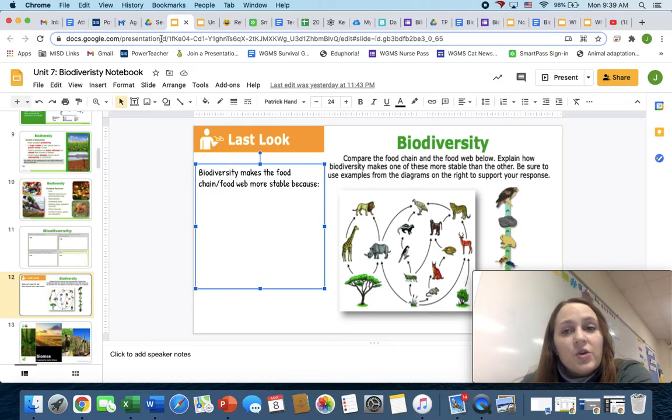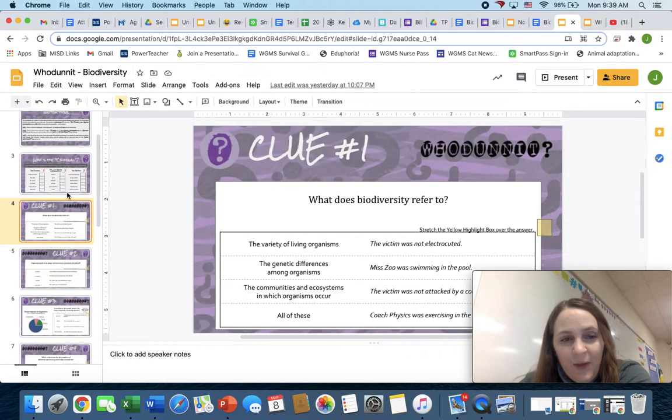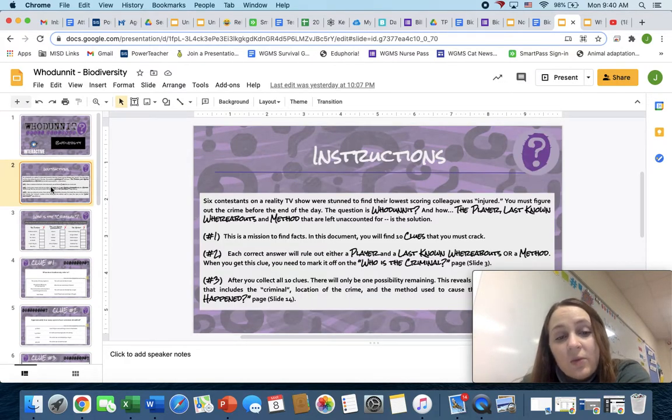After you finish your notebook for this part, then we're going to do a whodunit activity. We've done one of these in the past. It was for photosynthesis, but this time it's going to be for biodiversity. So we have 6 contestants on a reality TV show. We're stunned to find their lowest scoring colleague was injured. He must figure out the crime before the end of the day. The question is, who done it? The player, last known whereabouts, and the method that are left unaccounted for is the solution.